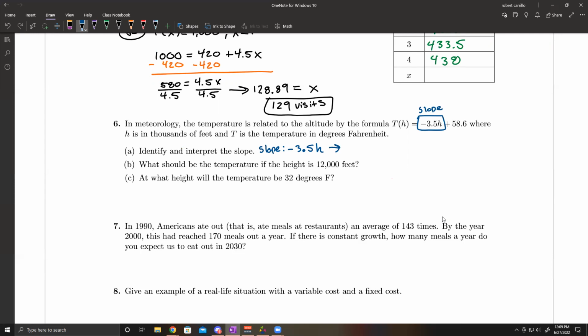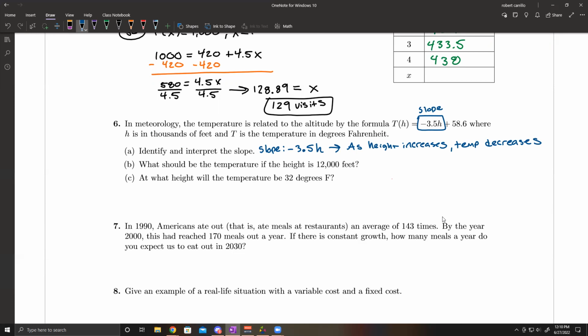And what it means is that as height increases, temperature decreases. Okay. So that's for A.